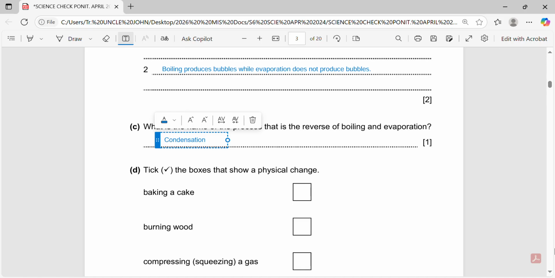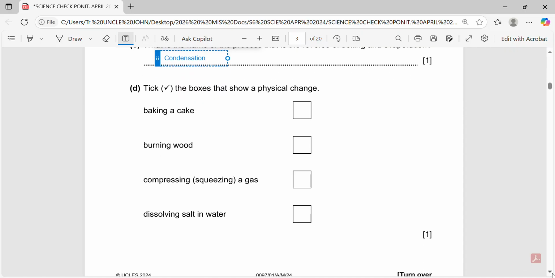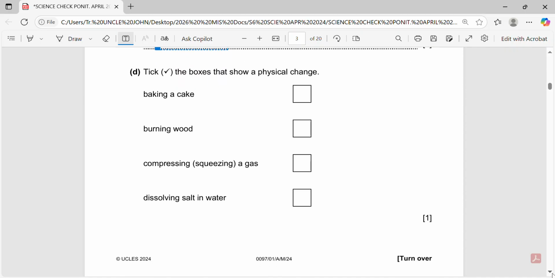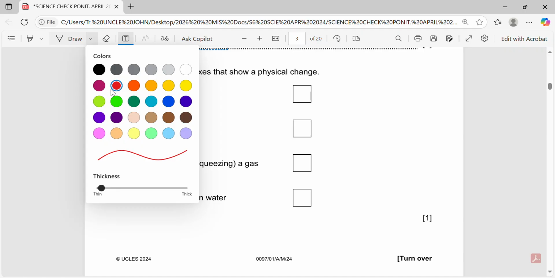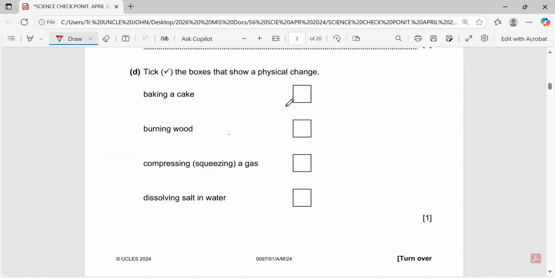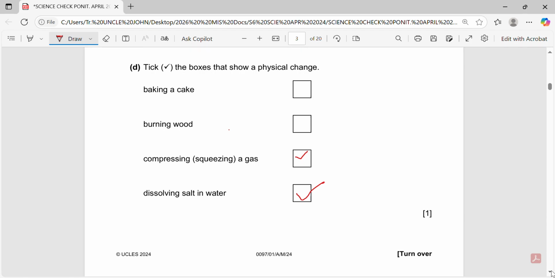Then can we read it together? Question 2D. Tick the boxes that show a physical change. The boxes that show a physical change are compressing or squeezing, and another one is dissolving salt in water.